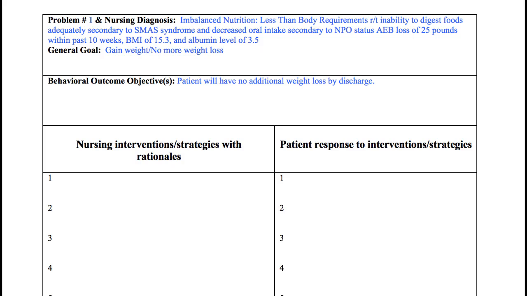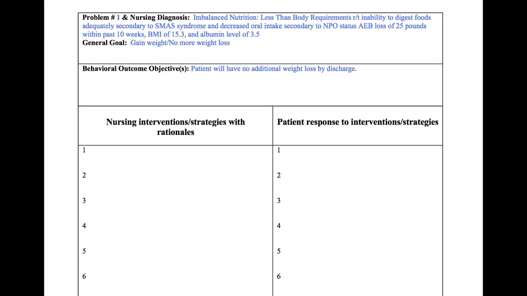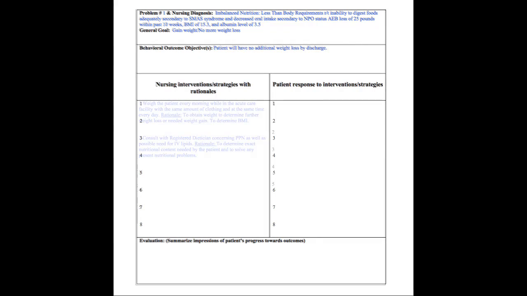This outcome is specific: no additional weight loss. Measurable: we can monitor her weight. Attainable: the patient is on PPN, she should ideally not lose any additional weight. Realistic: this is an outcome that she can achieve with the current medical interventions in place. And timely: our outcome is by discharge.